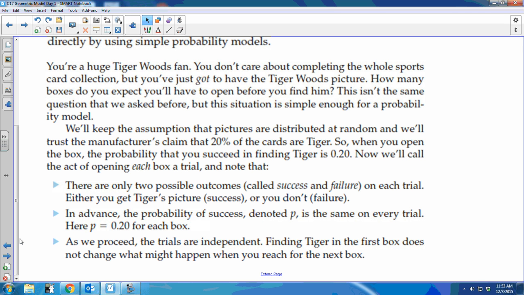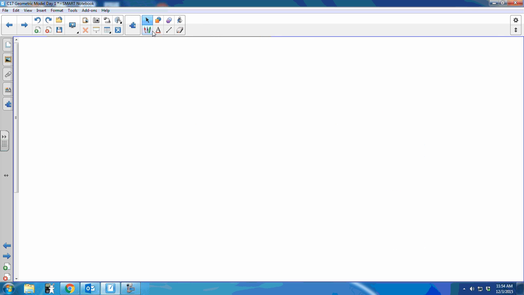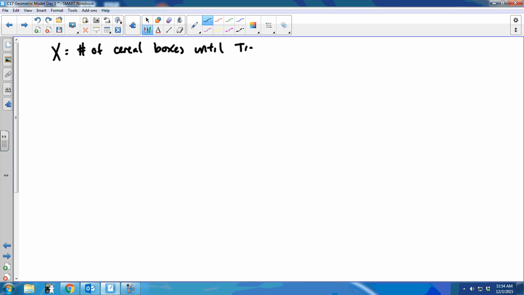Okay? Now we know some stuff about probability models. We could start making a probability model of this, maybe. Okay? So if I wanted to know how often or when probably I get my first card and how many boxes, that might look something like this. So maybe I get a Tiger Woods card the first try, right? What's the probability of getting a Tiger Woods card? 0.2, 20%.